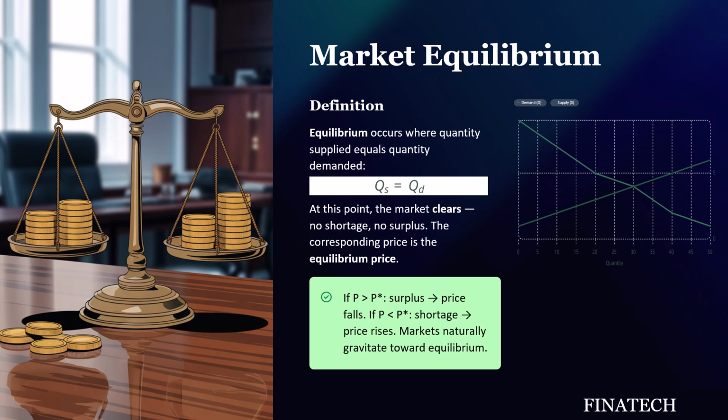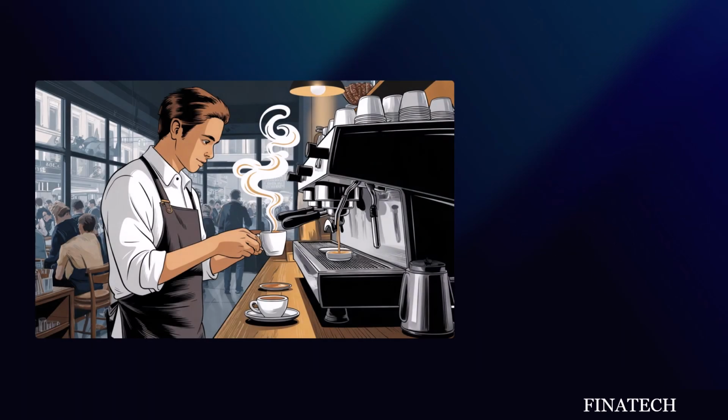If P is higher than P star, there is a surplus and the price falls. If P is less than P star, there is a shortage and the price rises. Markets naturally gravitate toward equilibrium.